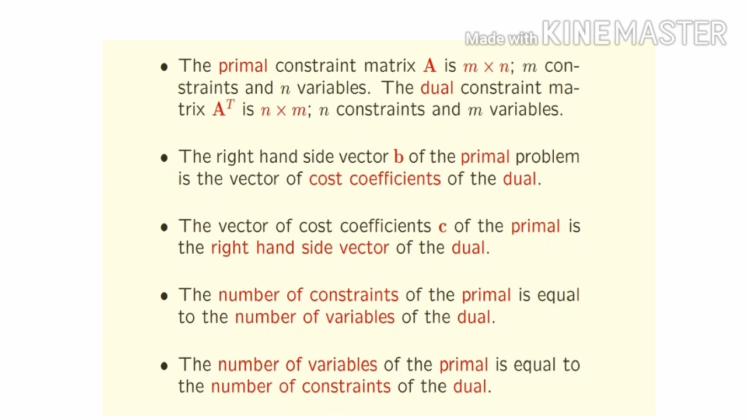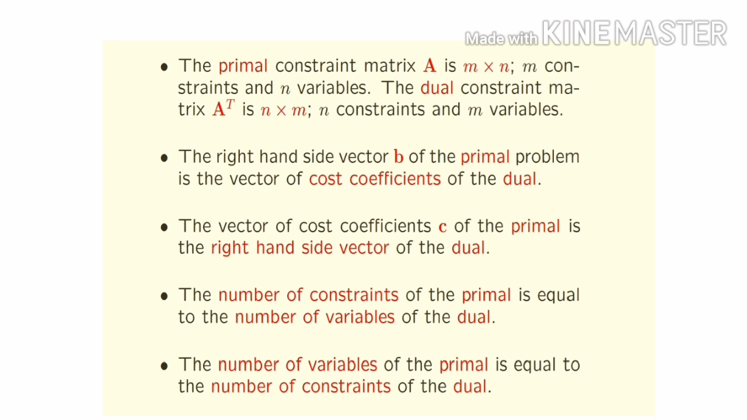Thus we see that if the primal constraint matrix, that is the coefficient matrix A, is of size m by n, then the dual constraint matrix will be Aᵀ, of size n by m. The requirement vector b, the right hand side vector of the primal problem, is the vector of cost coefficients of the dual problem. The vector of cost coefficients c of the primal problem is the requirement vector, the right hand side vector, of the dual. The number of constraints of the primal is equal to the number of variables of the dual. The number of variables of the primal is equal to the number of constraints of the dual.